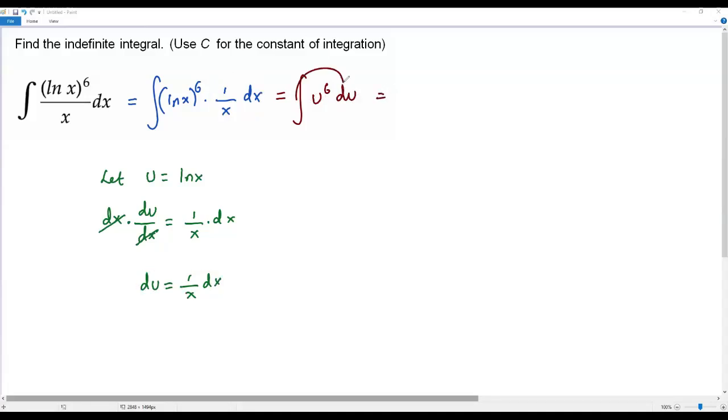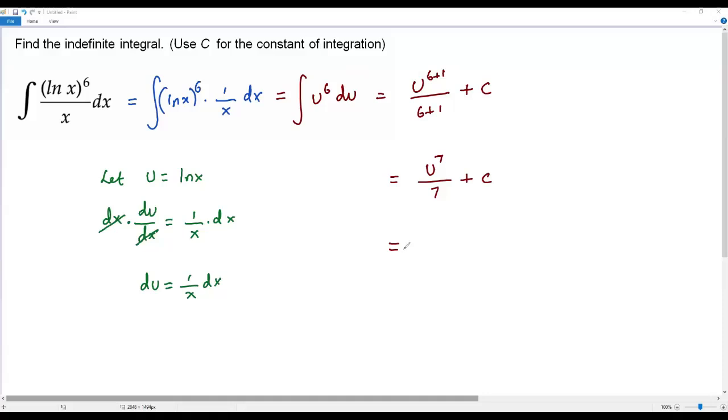Now we can integrate this easily. Using the power rule of integration, we can integrate u to the sixth power. For that, I have to add 1 to the exponent and divide by the new exponent, 6 plus 1. And since it's an indefinite integral, I must add the constant of integration C over here. Now I am getting u to the 7th power over 7 plus C.